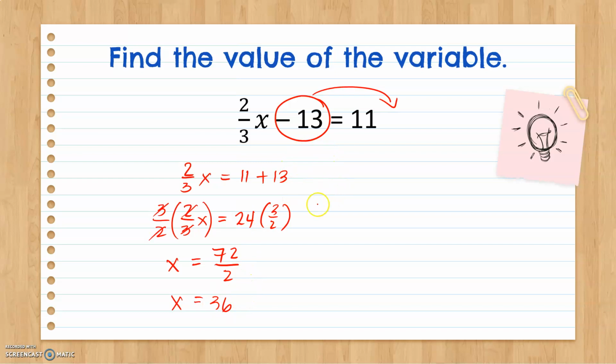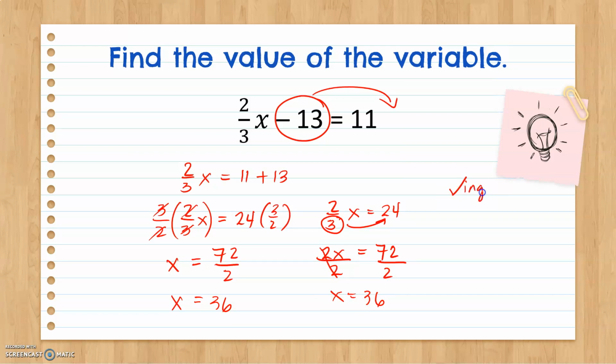Or again, instead of multiplying by the multiplicative inverse, you can eliminate first the denominator by multiplying it to the right side. So you'll be left with 2x. 24 times 3 is 72. Then you divide both sides by 2. That will be equal to 36.